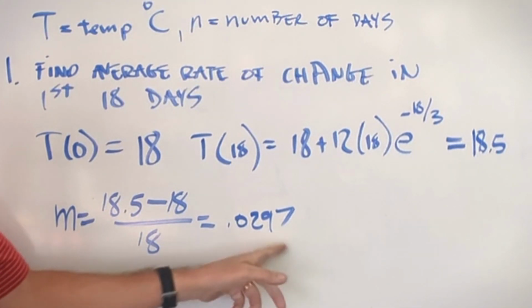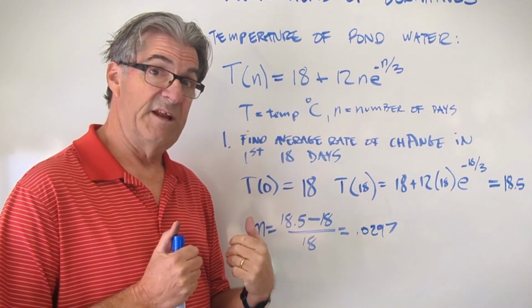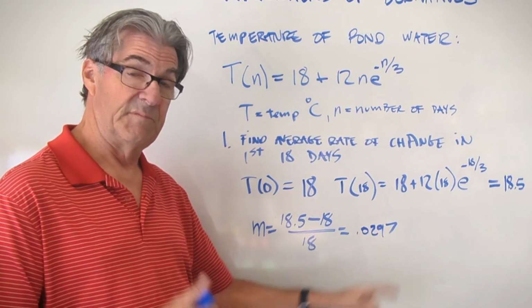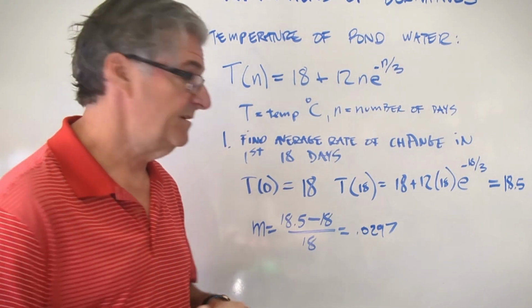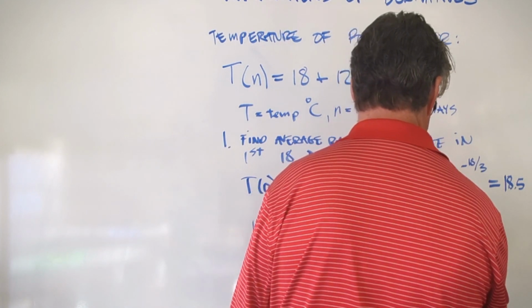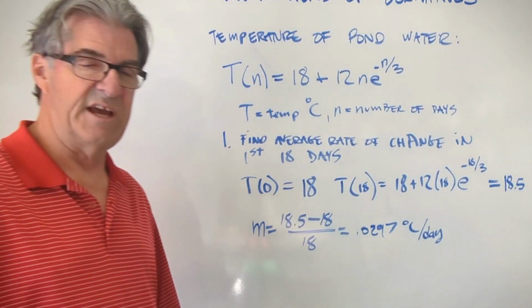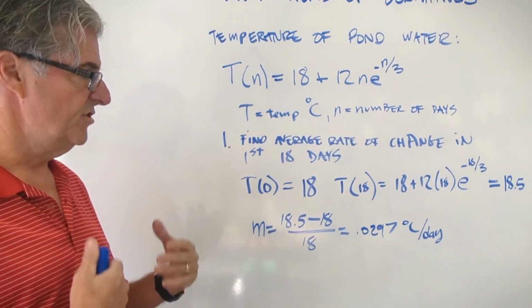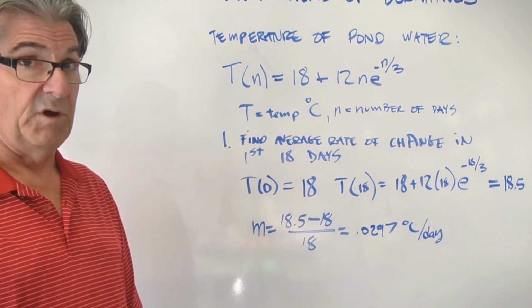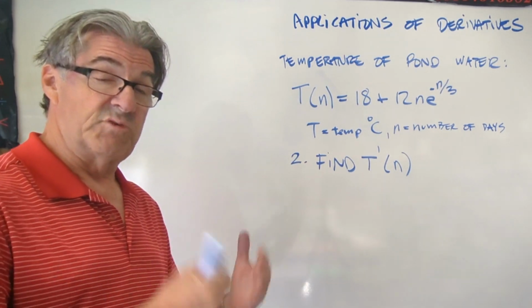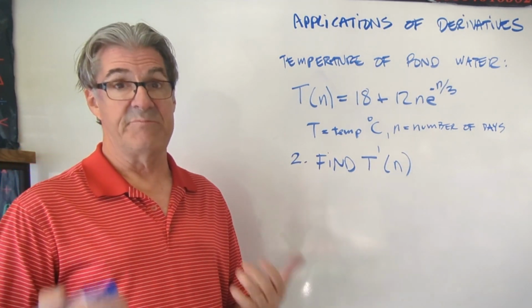That's 0.0297. Stop for a minute and think, what are the units of this number? Degrees per day. Especially with a science example, you want to circle back around to your units to be able to say what they are. Okay, so that was the average rate of change over an 18-day period.